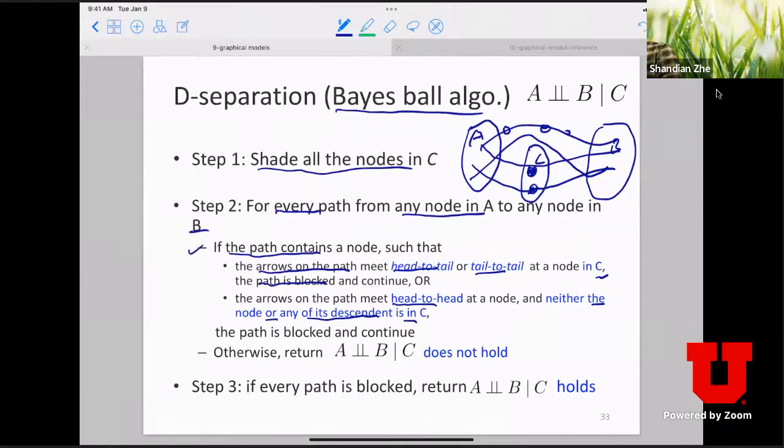If for every path you can find a node that matches the three basic cases we just discussed, that means the path is blocked. If every path is blocked by some node, then we can claim A and B are conditionally independent given C. However, as long as there is one path where you don't have any node that can block it, then you should stop and claim that this conditional independence does not hold. That's the idea.